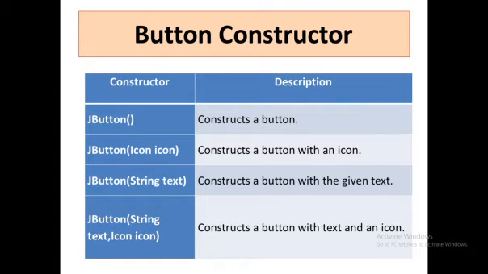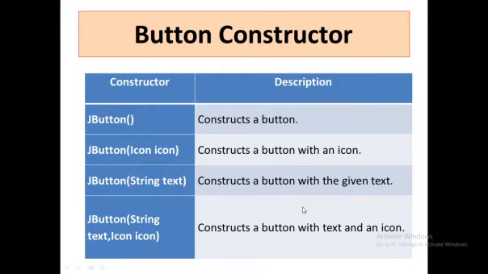JButton constructs a button. JButton(Icon) means we can construct a button with an icon, it means we can provide the image icon. JButton(String text), we can provide the text on a button through this constructor. We can pass a string as a parameter. JButton(String text, Icon), it means we pass two parameters. One is of text type and another one is an image, that is an icon image. Construct a button with a text and an icon.